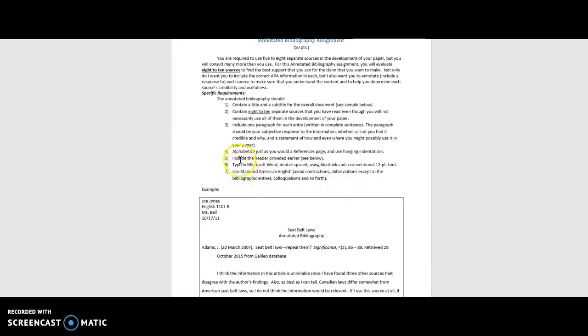All right, here are the specific requirements. The annotated bibliography should contain a title, so whatever your topic may be, and then a subtitle, and the subtitle should always be annotated bibliography.